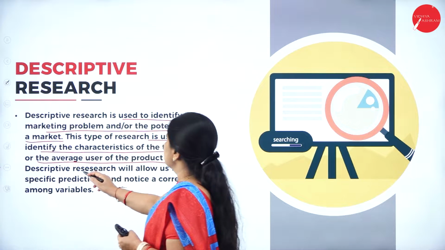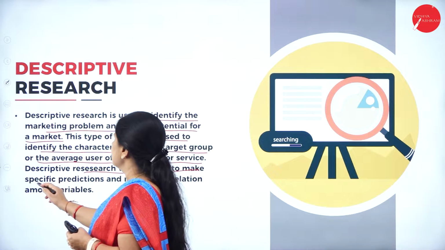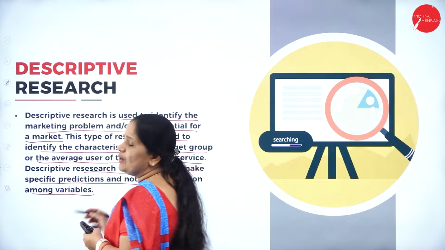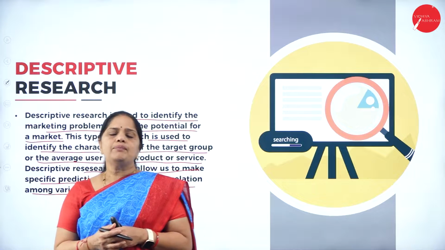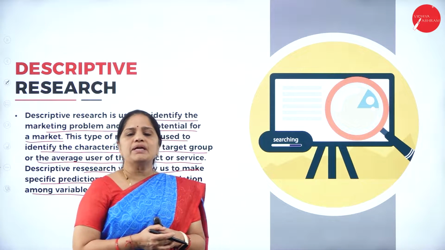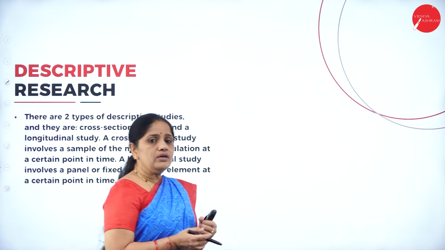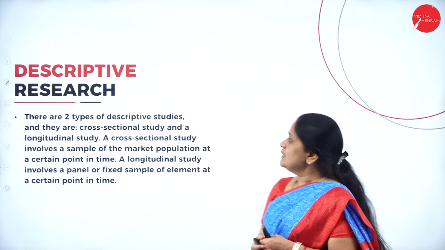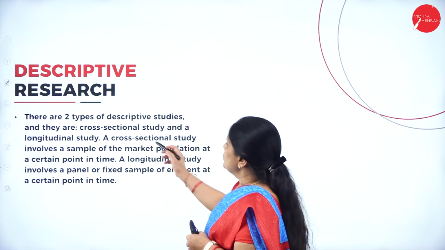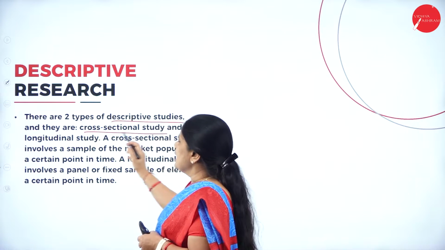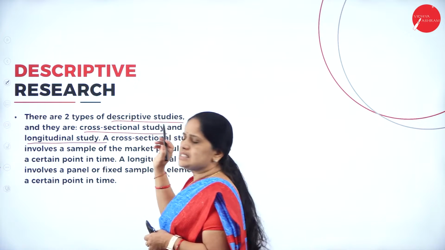So the descriptive research will allow us to make specific predictions and notice a correlation among the variables. So with the help of descriptive research, we will be able to have a correlation between the variables. Now, in the next, we have the descriptive research. There are two types of descriptive studies. They are the cross-sectional study and the longitudinal study.